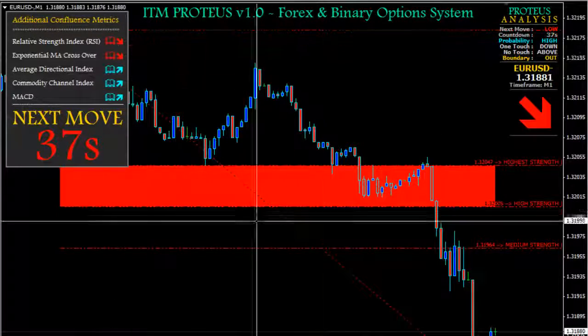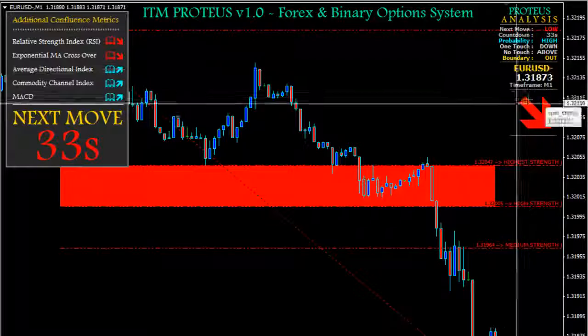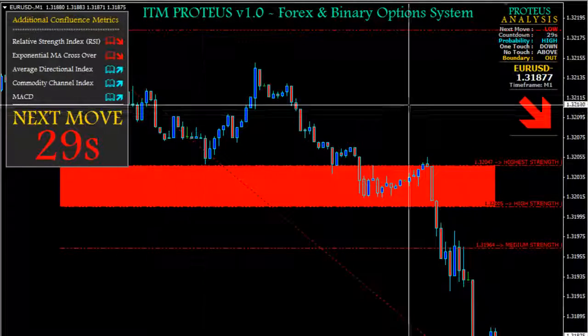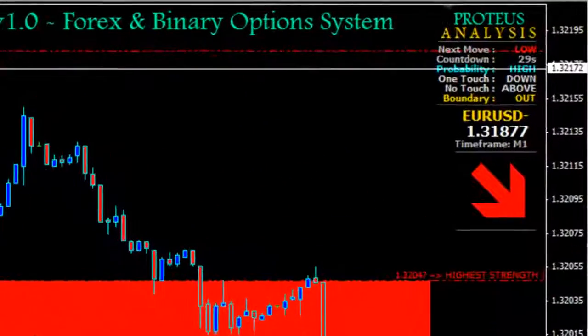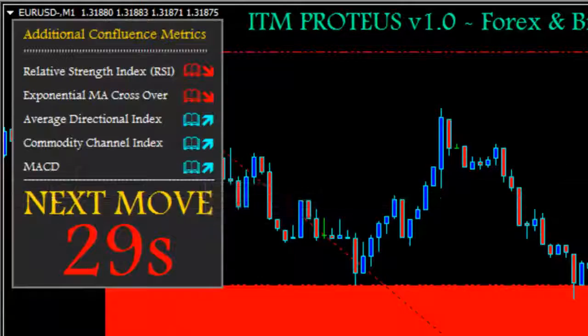Good morning. We're on the Euro USD this morning, demonstrating a more advanced strategy using ITM Proteus and its additional confluence metrics on the left. So what we're going to do is make sure both are in line, Proteus suggesting the direction and additional confluence metrics adding up in majority.